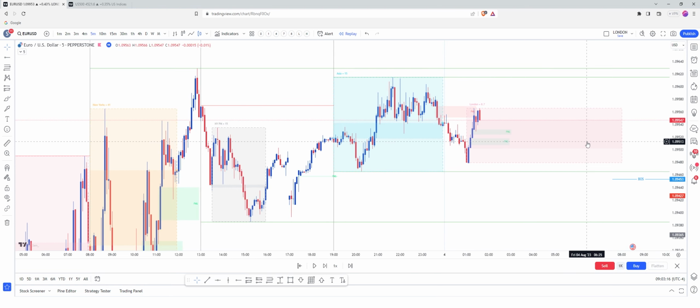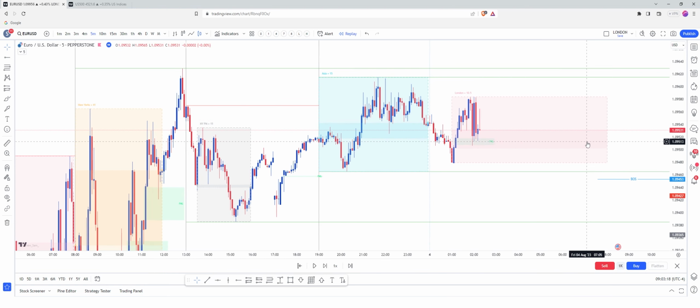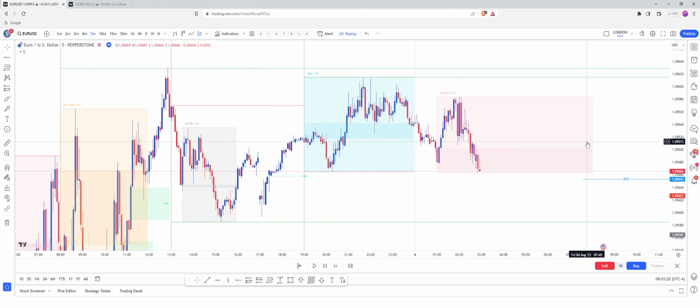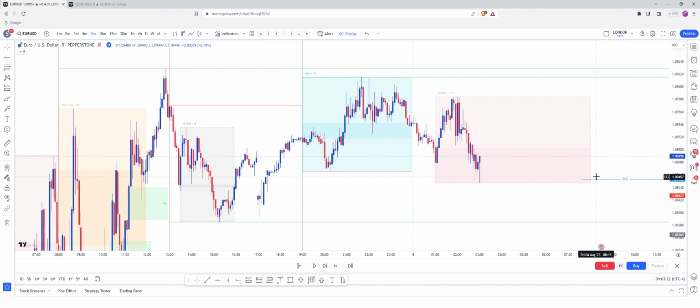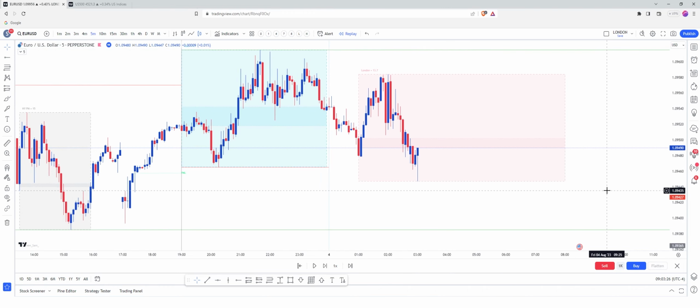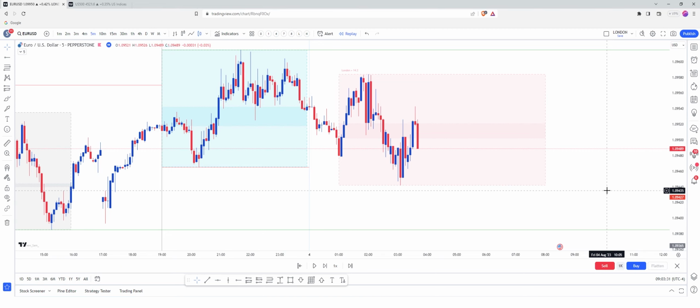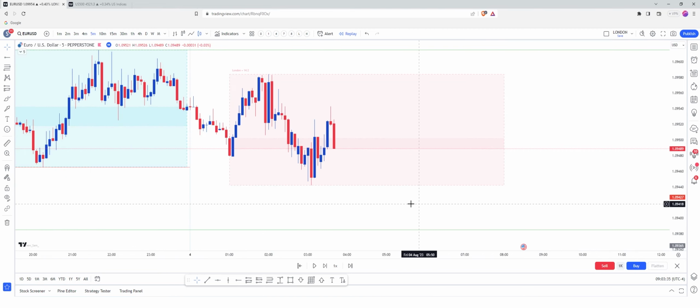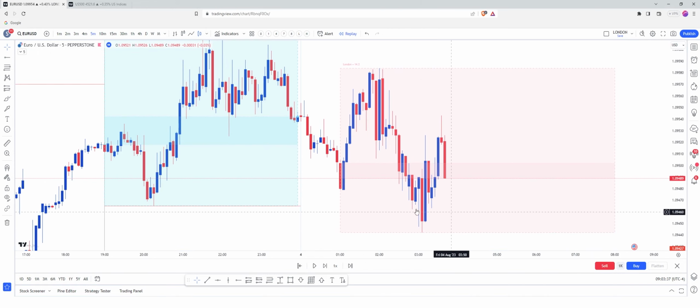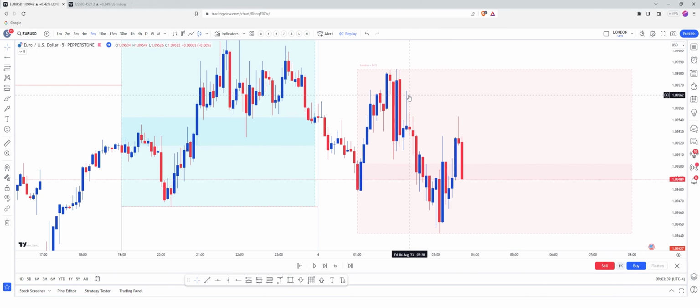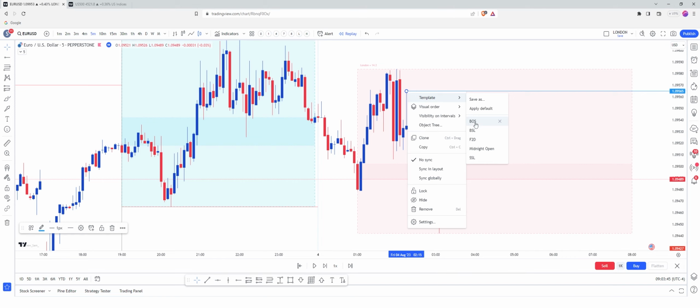So now we are looking for a sweep of either the Asia high or the Asia low, and then our 5-minute break of structure for our optimal trade entry. So this, just to clarify, is not a break of structure. This is the high just up here, which led to the low. So that's our break of structure point.